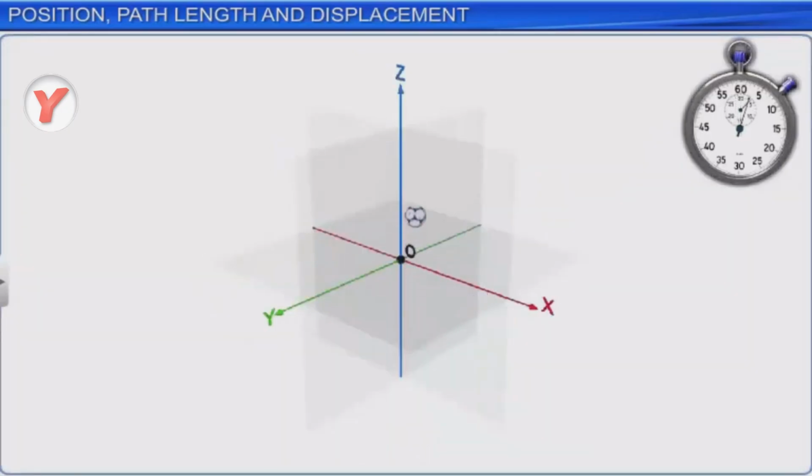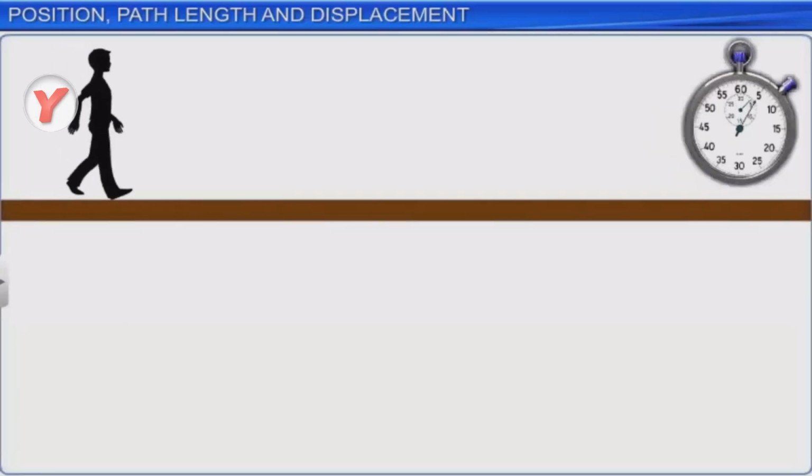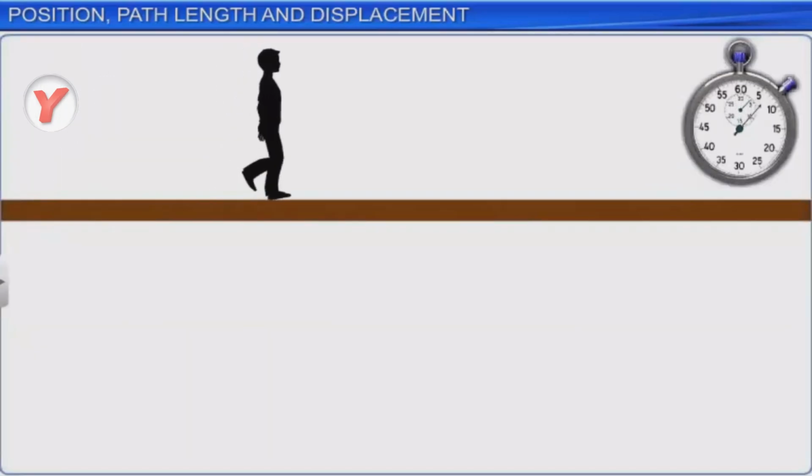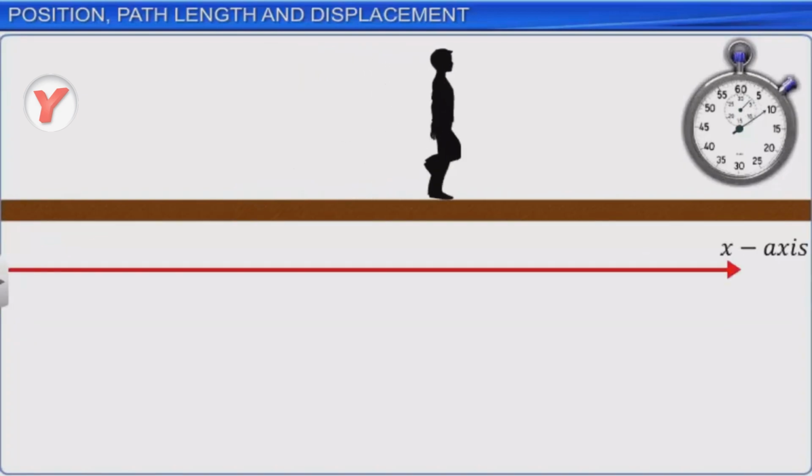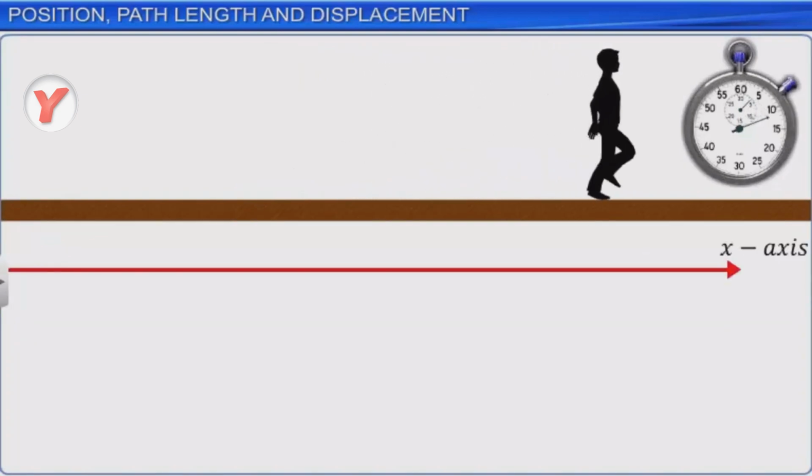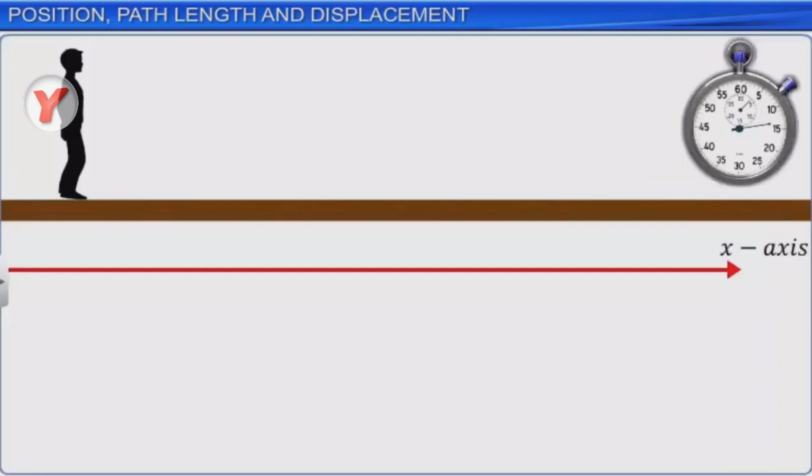With time, the position of the body changes and describes a path. Let's consider the example of a man walking along a straight line. Take the x-axis to coincide with the straight line. Fix the origin of the axis at the point from where the man starts walking. This is represented by x is equal to 0 when time t is equal to 0. A and B represent the position of the man at different instances of time.